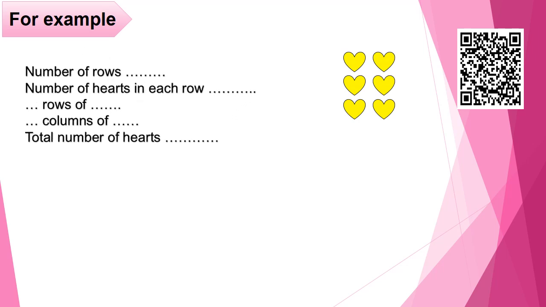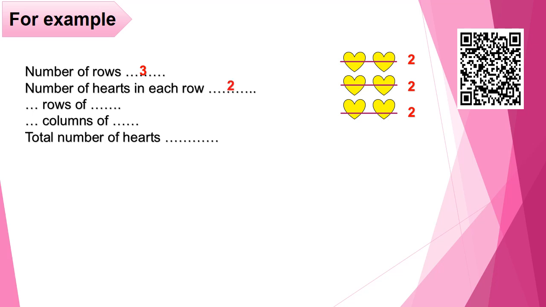For example, we have an array here. Let's answer these questions. The number of rows. How many rows do we have here? We said rows are the horizontal lines. 1, 2, 3. So we have 3 rows here. The number of hearts in each row. Inside each row, how many hearts do we have? 1, 2. So we have 2 hearts inside each row.